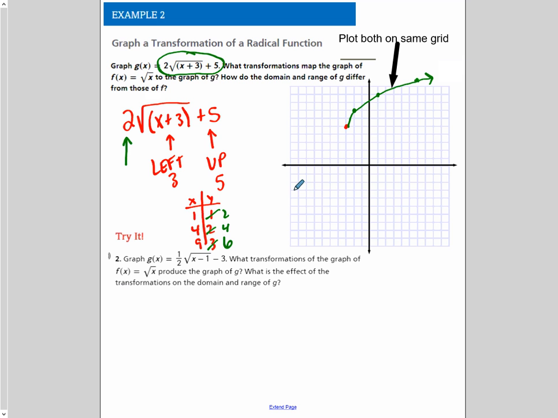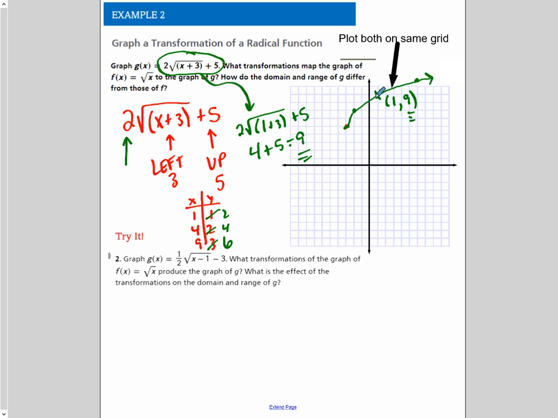Now let's pick a point like this guy. That looks like the point 1, 9. Now, if I put 1 into this function, will it return a y value of 9? Just a quick check to make sure that we did it right. Well, 1 plus 3 is 4. Square root of 4 is 2. 2 times 2 is 4. 4 plus 5 is 9. So that point checks out, and I'm pretty confident that the rest of these points would check out as well.